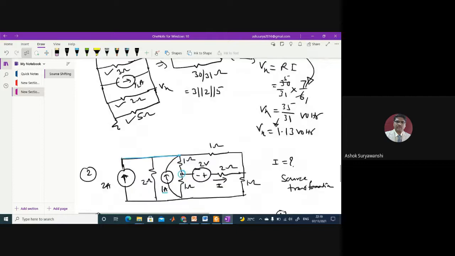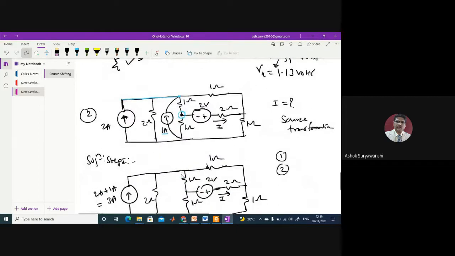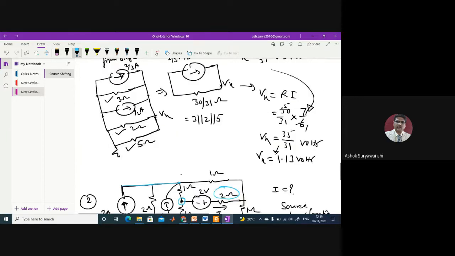Say for example, in this example, you want to find out the current I through the 2 ohm resistor. Now, during the series parallel combination or source transformation and source shifting, if this 2 ohm disappears, then how will you calculate the current I? That means this 2 ohm is zero for you. So this branch of 2 ohm should be alive till the end. That means it should not disappear. You can do the operations on other elements, but this branch should be intact till the end of the solution.